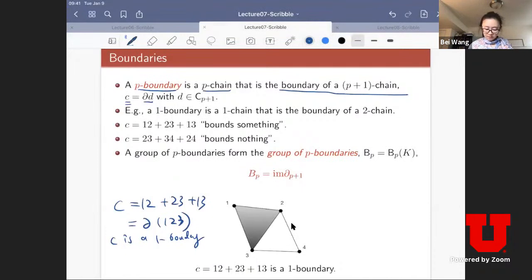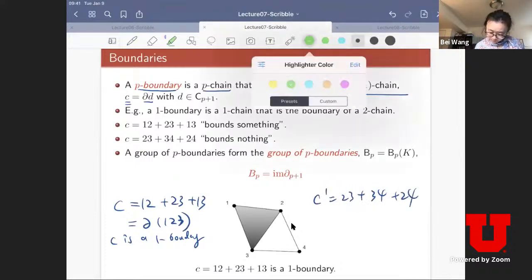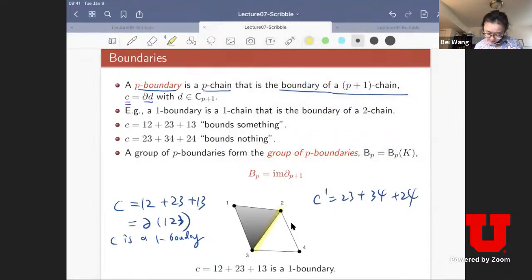Okay. Now, if I have another example, C prime is equal to 2, 3 plus 3, 4 plus 2, 4. But I'm saying that this is not a 1 boundary because there does not exist a triangle that this is a boundary of. Does that make sense?